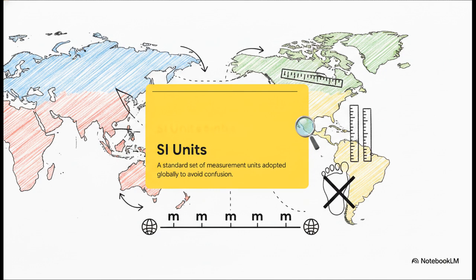Thanks to this system, a meter in India is the exact same length as a meter in Japan, or Brazil, or Canada. No debate. The SI unit of length is the meter, written with a lowercase m. We use kilometers for long distances and centimeters or millimeters for the tiny stuff. It completely eliminates all that guesswork, no more relying on someone's random foot size.